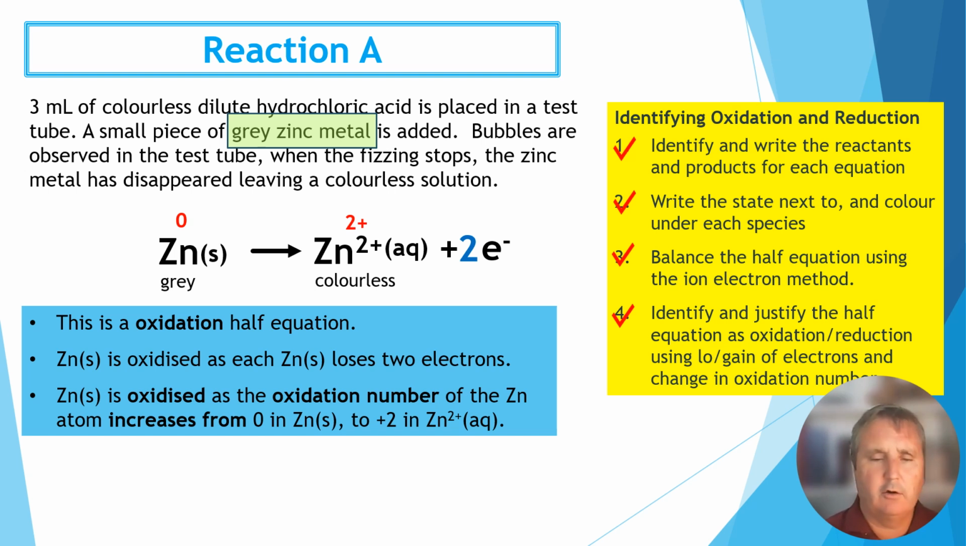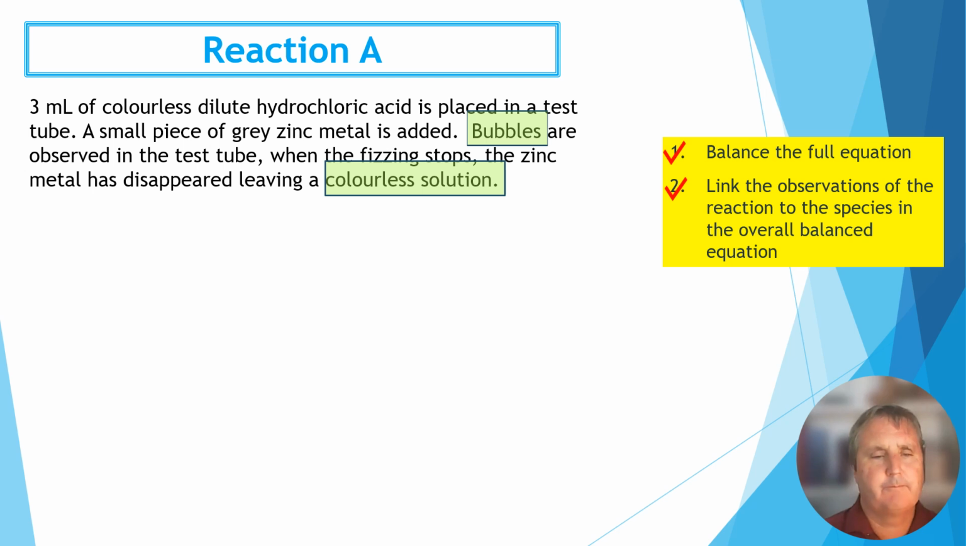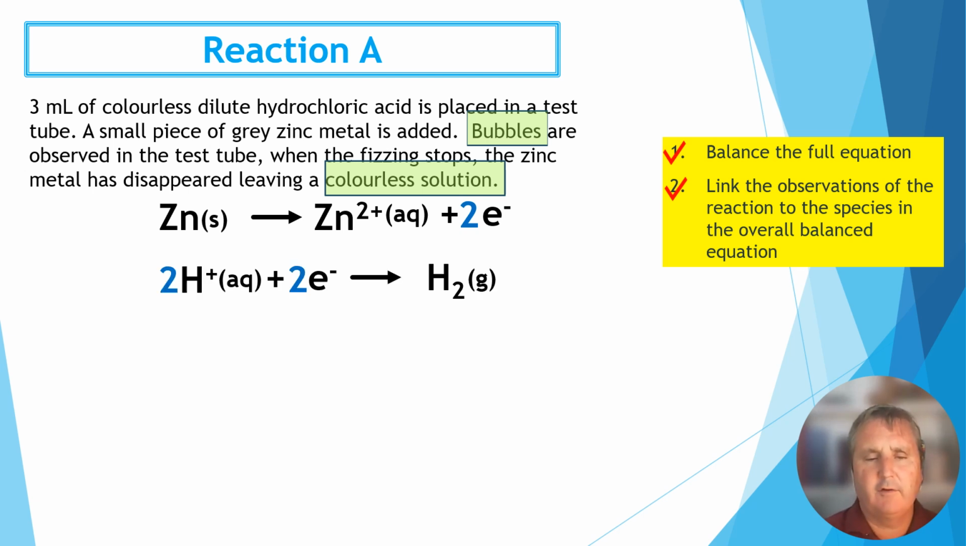We then go on to the last 2 points we need for this report. We need to balance the full equation, and we need to link the observations of the reactions to the species involved. So to balance the full equation, I'm going to write down the 2 half equations here. You should already have these written down if you've done the previous 2 parts of the report.